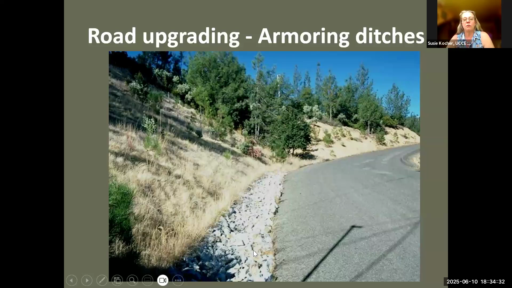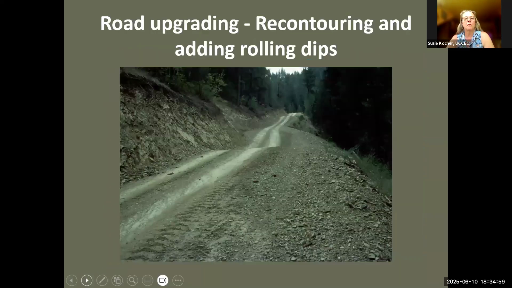Another strategy, Richard talked about how ditches can convey sediment right to streams, is to armor the ditches so that any water conveying sediment has a chance to settle out, slow down, and not get to the streams as quickly. And also those rocks obviously cover up the sediment, so they're not a source anymore. So this is also a quite common solution.